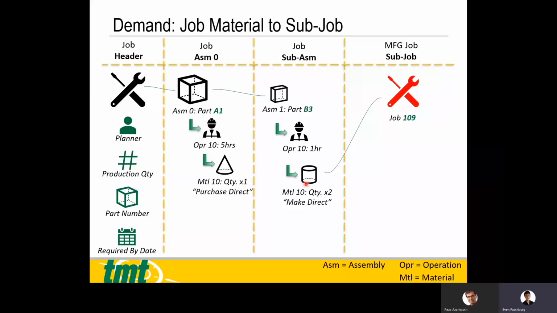Or a sub-component or sub-assembly might be fully an electrical system, and that gets farmed out to the electronics workshop to make that item and then deliver up into this job. So that's the concept of make direct, and this then demands a sub-job. That's how the sub-job level comes in as demand, and it comes in through a job material.